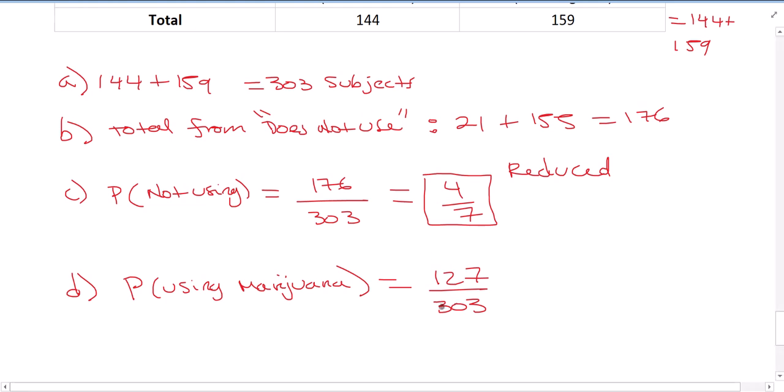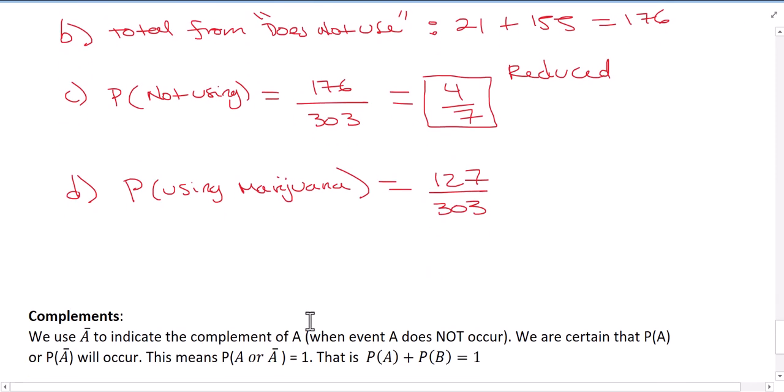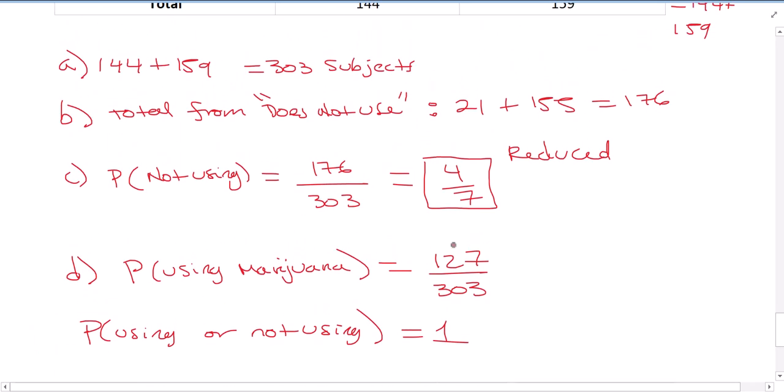But the reason that I wanted to add this problem is because notice the probability of not using and the probability of using. A person in the study is doing one or the other. So the probability of using or not using will always be 1, right? If you pick a subject from the study, they're either using or not using. So this is going to be true. And which brings us to complements.